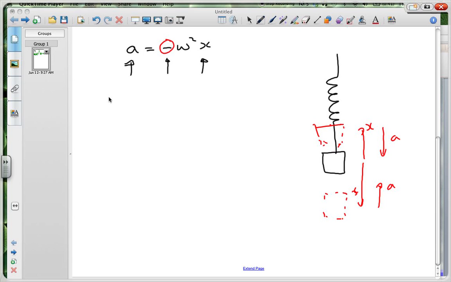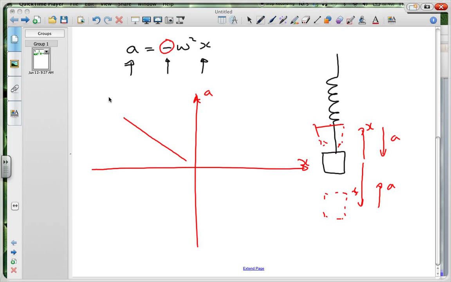So it's proportional. Now, if I had to plot the graph between my acceleration and the x, what would that graph look like? It would be a straight line, because it's a proportional graph. So we've got our a is proportional to x, so it's going to be a straight line. What sort of straight line? Could somebody give me? It's going to have a negative slope, so it's actually going to be something like this.